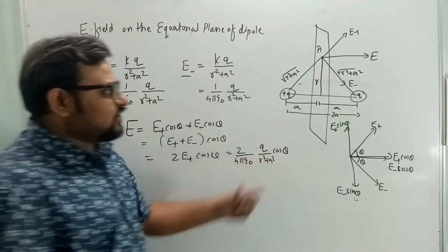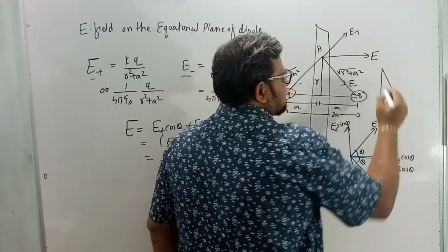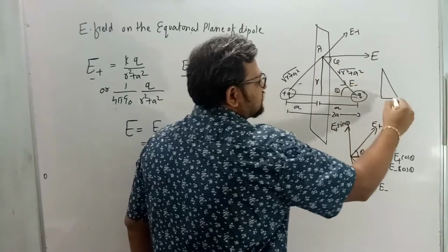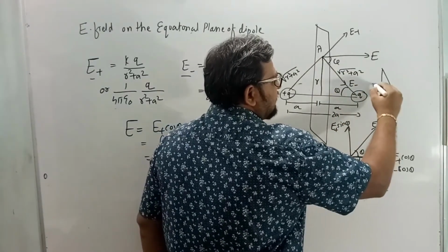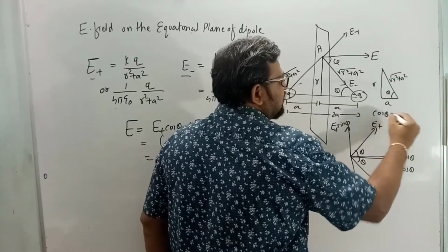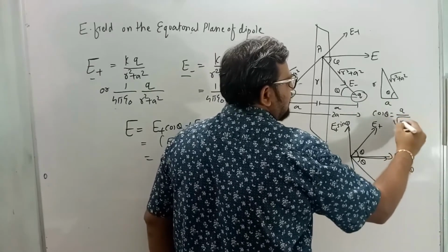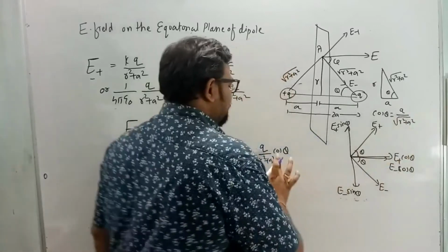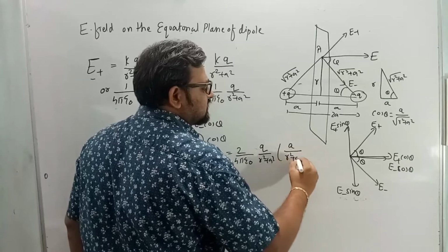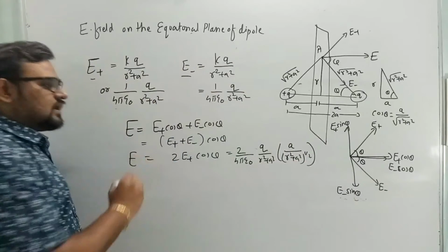Right, now what is the value of cos theta here? If I take this as the angle theta, this is cos theta, this is a, and this is under root of r square plus a square. So cos theta will be equal to adjacent upon hypotenuse. So instead of cos theta, I will write a upon r square plus a square whole raised to 1 by 2. But this is magnitude wise.